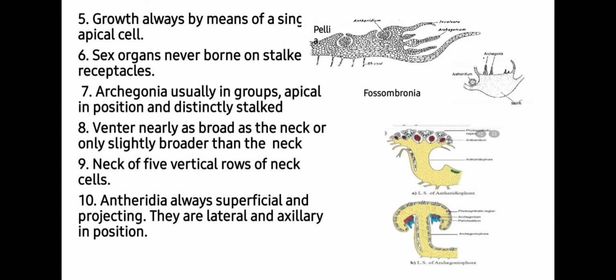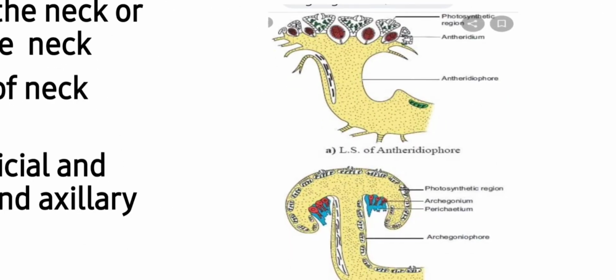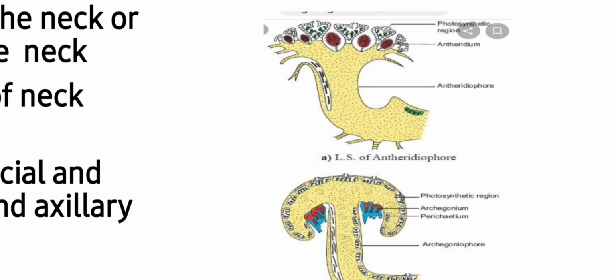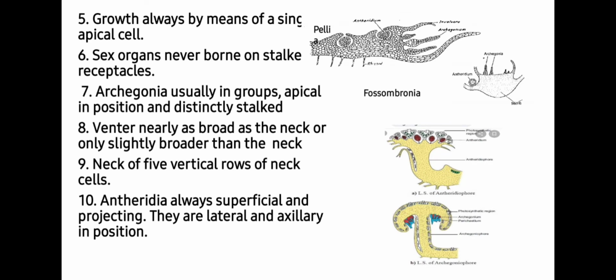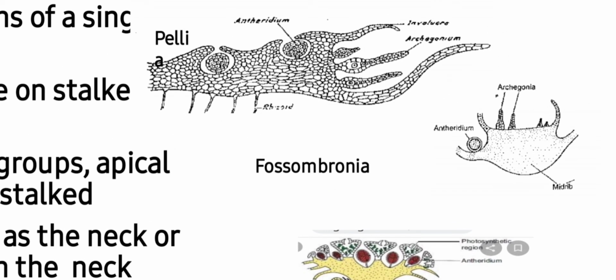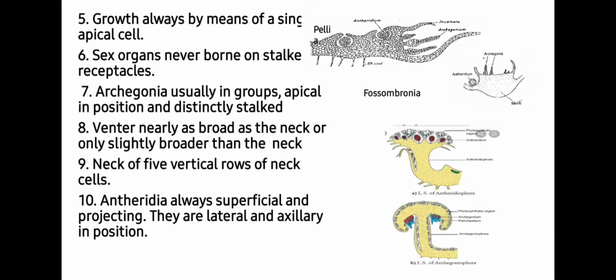Growth always occurs by means of a single apical cell in case of Jungermanniales, and the sex organs are never borne on stalk-like receptacles, unlike the Marchantiales, where you can see that receptacles are known as antheridiophore or archegoniophore, bearing the antheridium and archegonium. The archegonia usually occur in groups in apical position, and they are distinctly stalked, as you can see in Pellia and Fossombronia. Venter nearly as broad as the neck or only slightly broader than the neck. Neck of 5 vertical rows of neck cells.